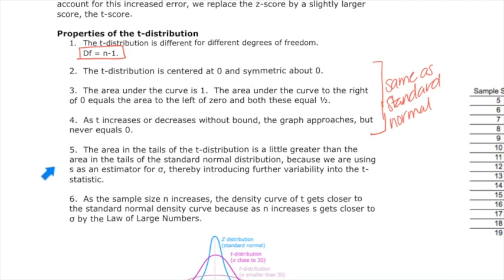The area in the tails of our t-distribution is a little bit greater than the area in the tails of the standard normal because we're using S as an estimator for sigma. So we're using our sample standard deviation to estimate our population standard deviation. And lastly, as the sample size increases, the density curve of t gets closer to the standard normal density curve.